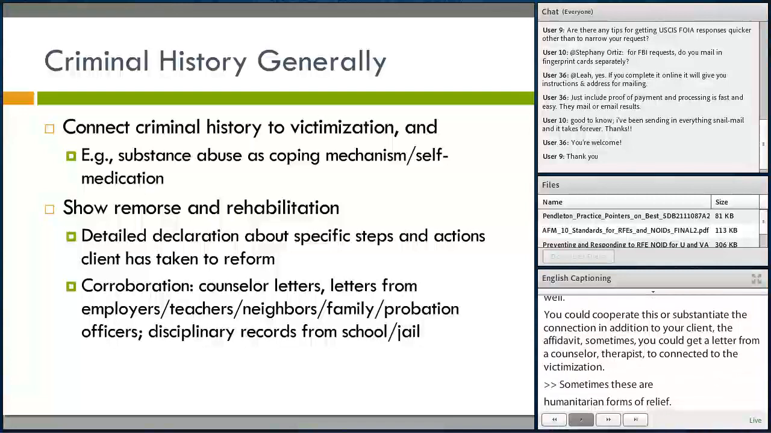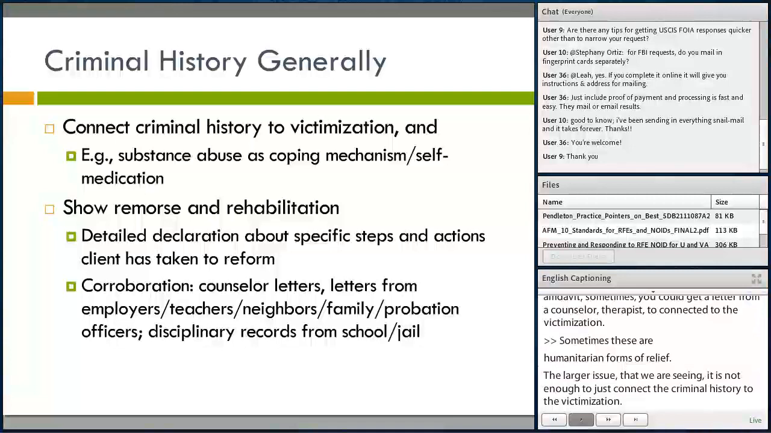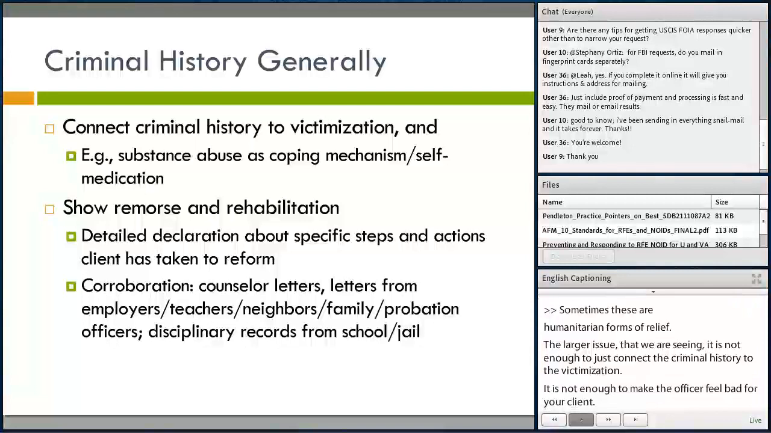But the larger issue that we're seeing is that it's not enough to just connect the criminal history to the victimization, right? It's not enough just to make the officer feel bad for your client.